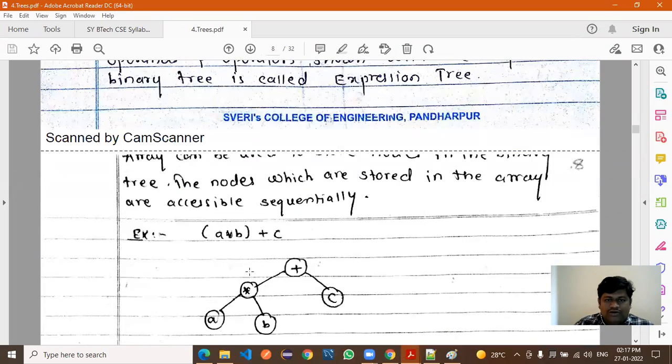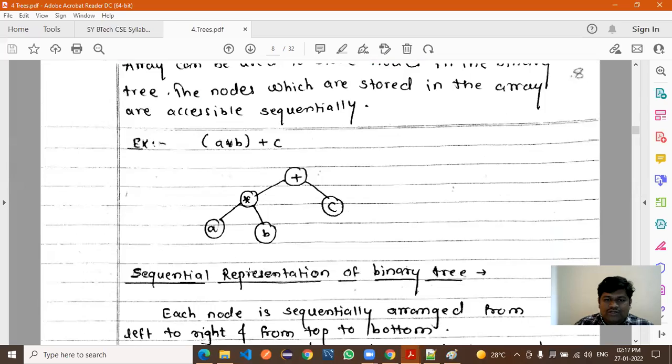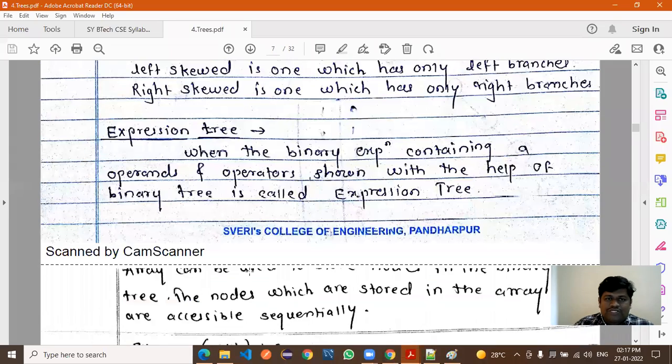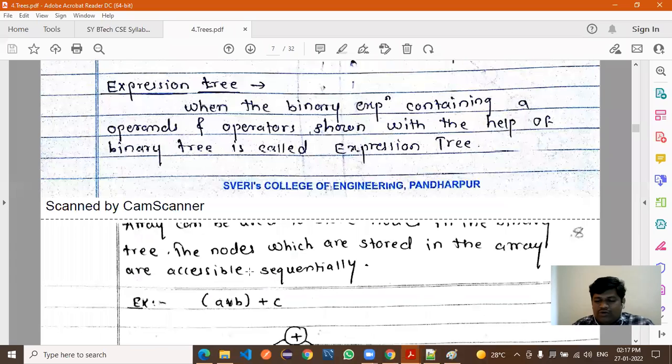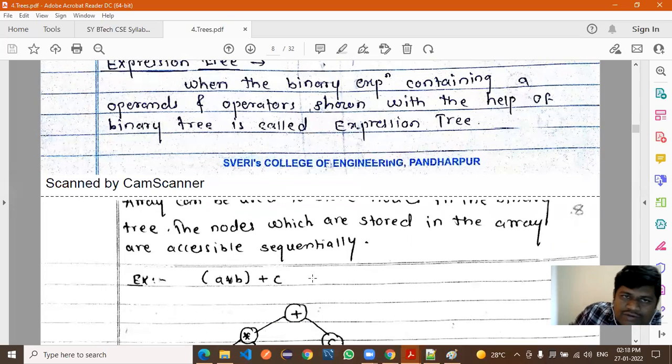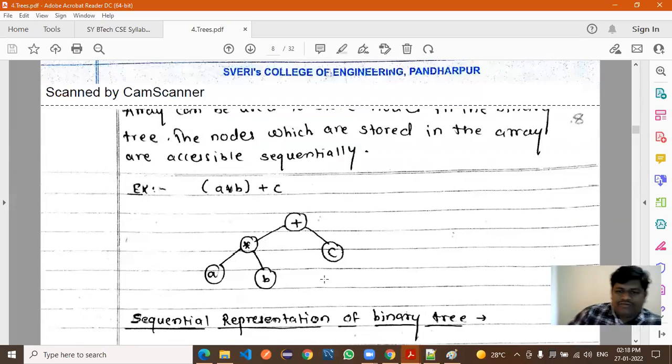Now we'll discuss something very interesting. Next is the expression tree. Now we know expressions, right? Any expression containing operands and operators, shown with the help of a binary tree, is called an expression tree.